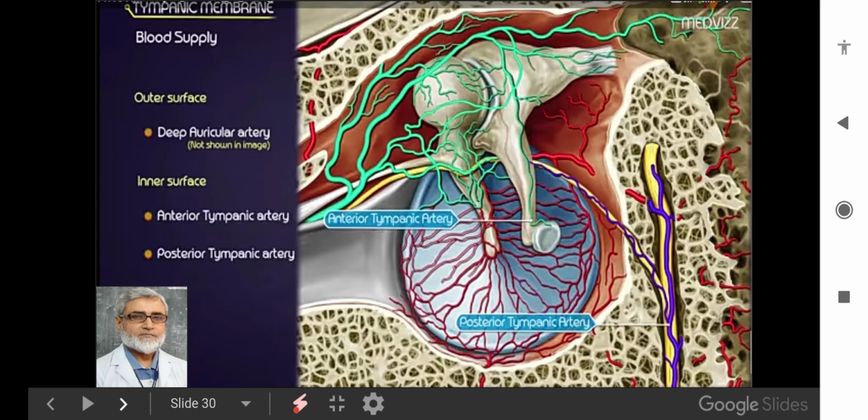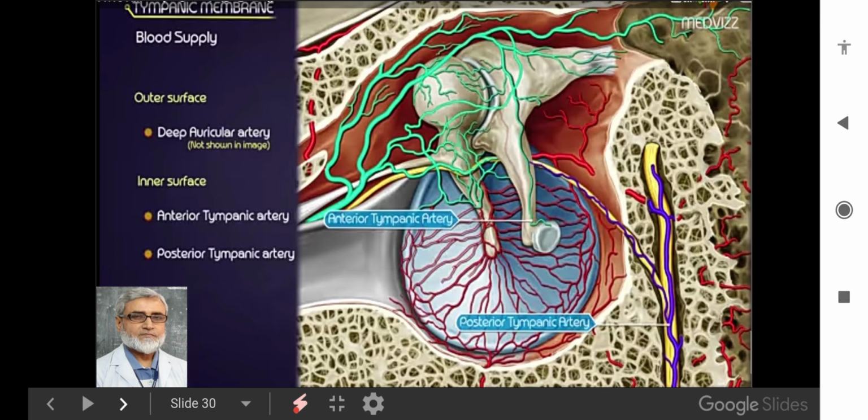Now I am summarizing again the arterial supply. The outer surface is supplied by the deep auricular artery, branch of the first part of the maxillary artery. The inner surface: the anterior part is supplied by the tympanic artery, branch of the first part of the maxillary artery, and the posterior part is supplied by the tympanic artery, branch of the stylomastoid artery. This one is very important, it will be asked in the examination.